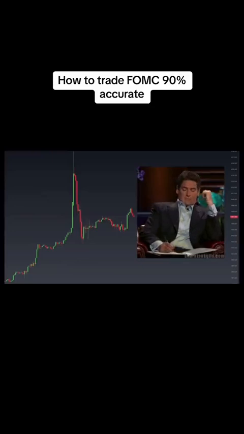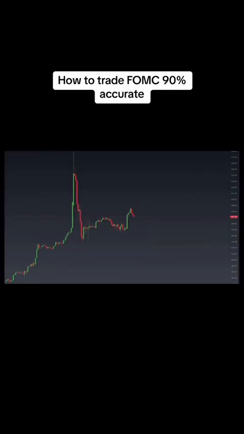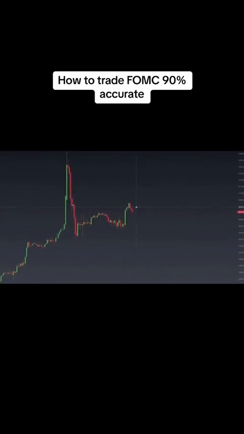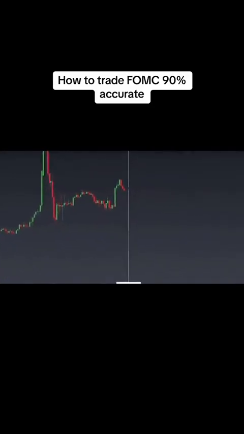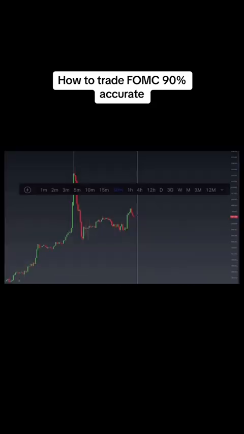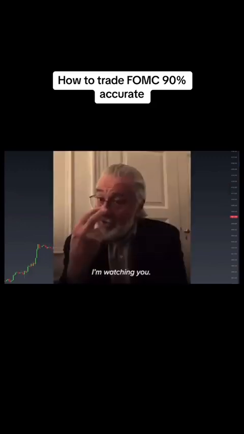Perceive FOMC and how you can trade it. So check this out. First things first, you want to make sure on your chart you put a vertical line at 2 p.m. Eastern Standard Time, because this is when FOMC releases. Next thing, make sure that you're on a 30-minute time frame. You have to be on a 30-minute time frame.